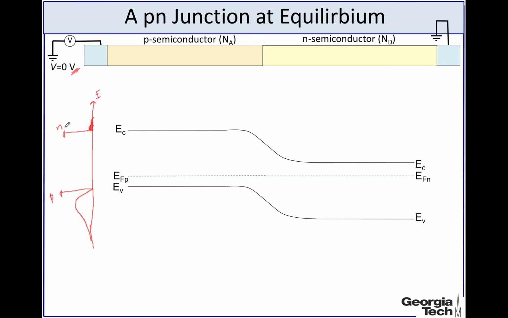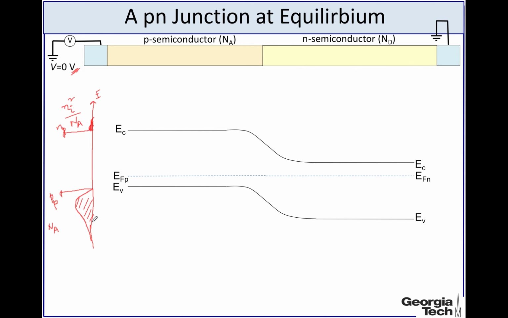So let's say this is Np, electrons in the p side, and this is Pp, the number of holes in the p side. If we integrate this curve, this will come out to be Ni squared over Na, and if you integrate this Pp curve, this will come out to be Na, the area under this curve.